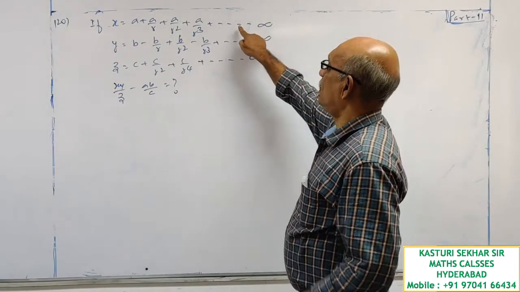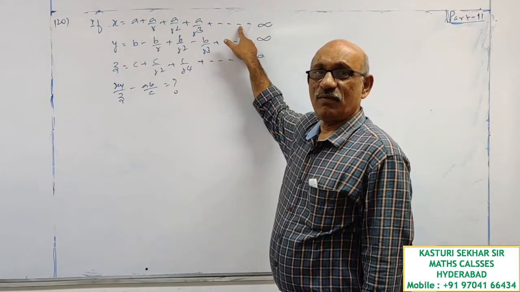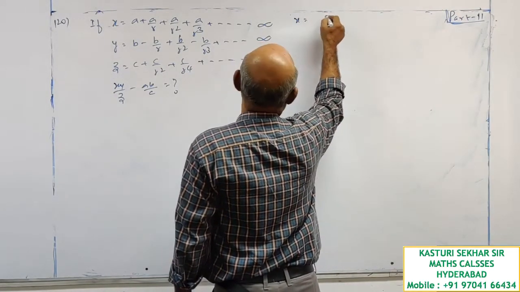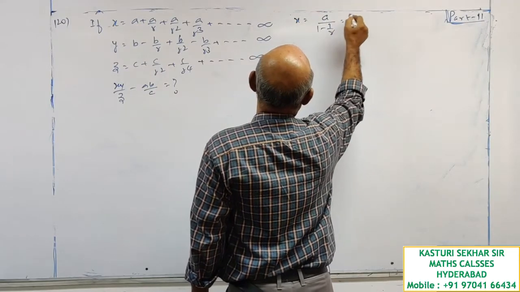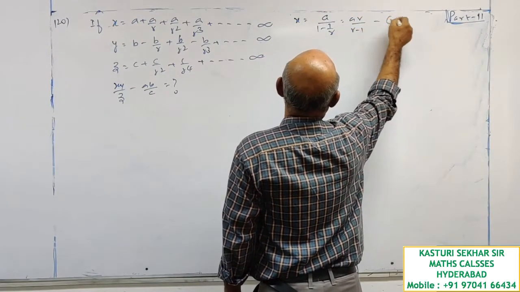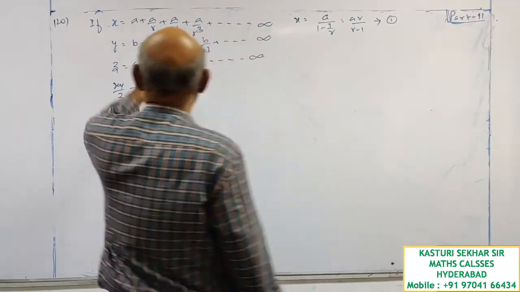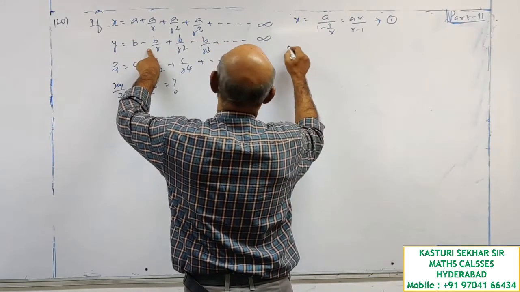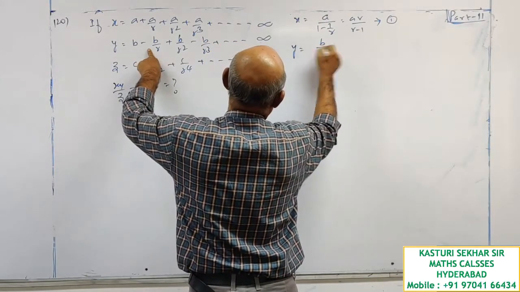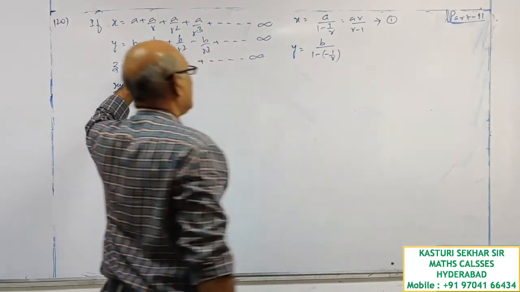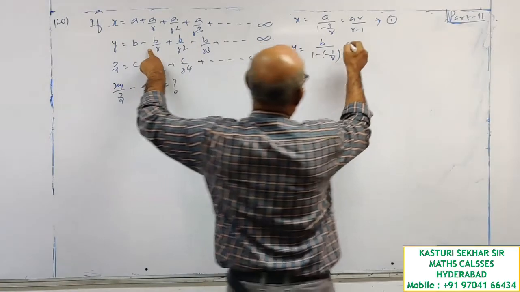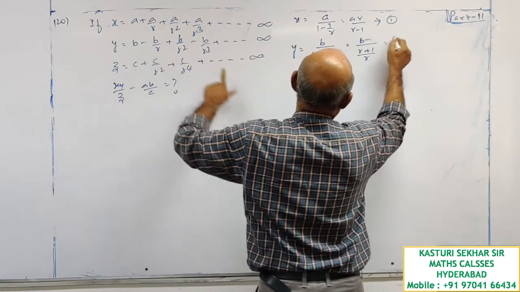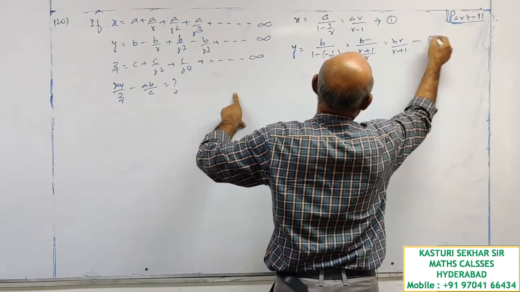Look at this, sir. First series is an infinite geometric series. Common ratio is equal to 1 by r. X is equal to first term divided by 1 minus common ratio. So this is ar by r minus 1. Second series is also in geometric progression with common ratio minus 1 by r. For second series, first term is b, common ratio is minus 1 by r. This is equal to br by r plus 1, relation 2.